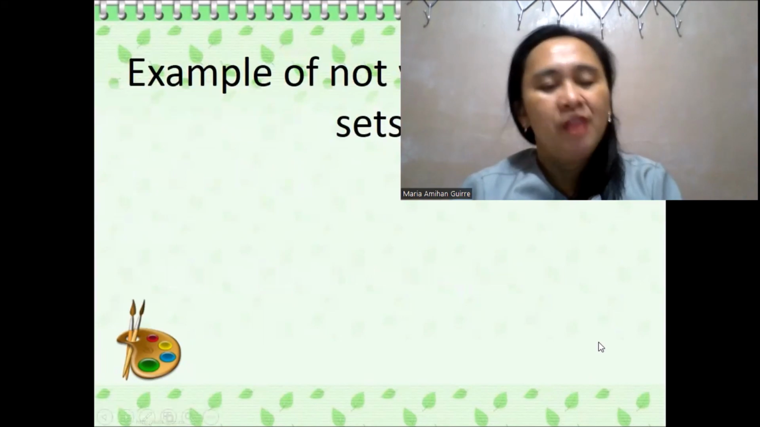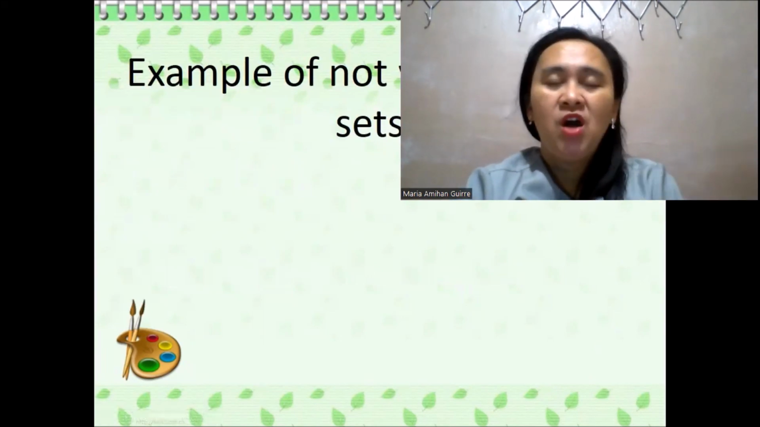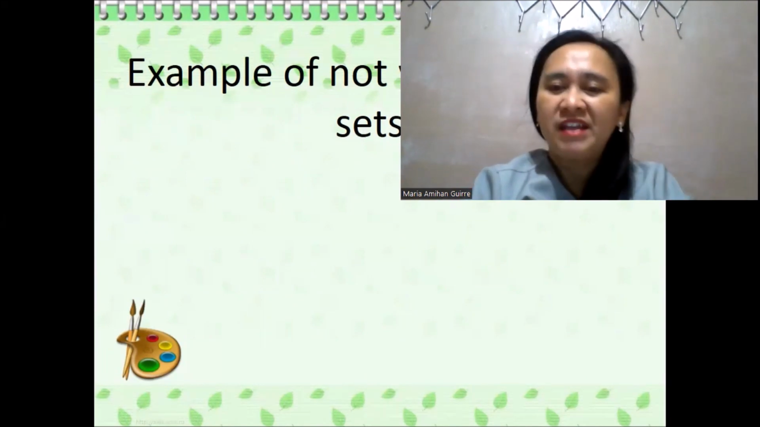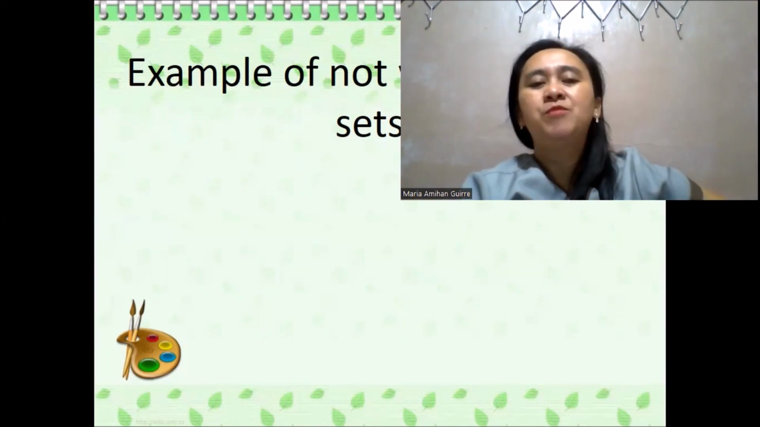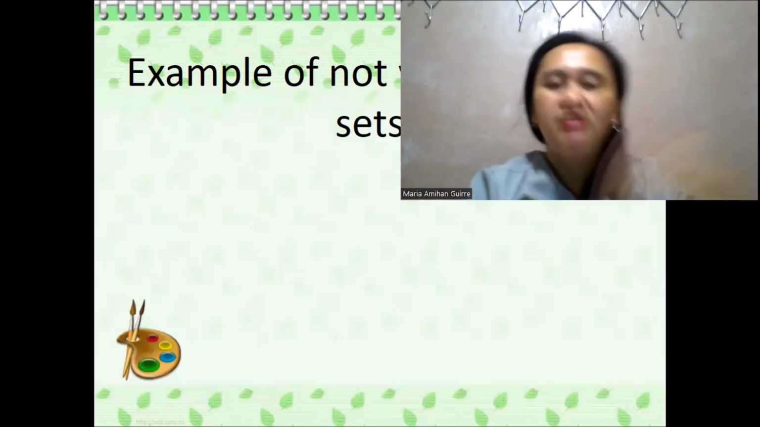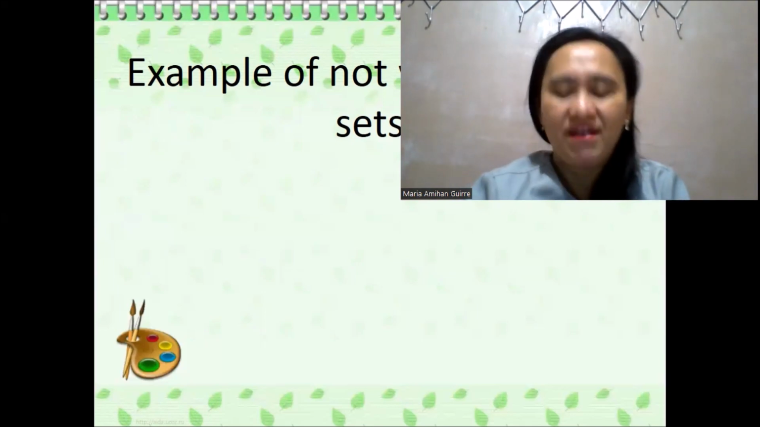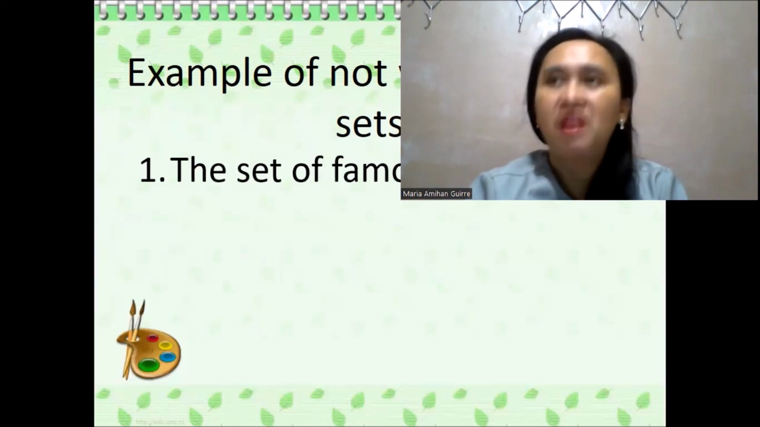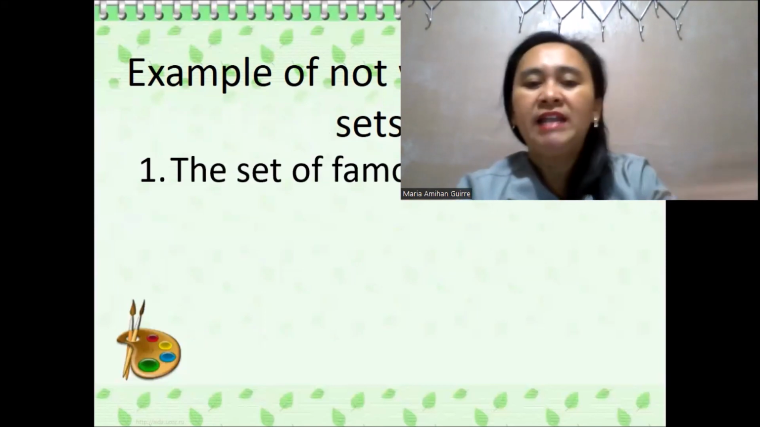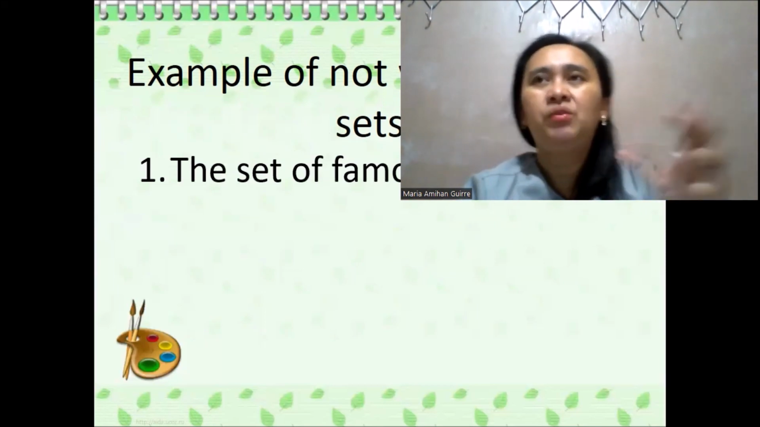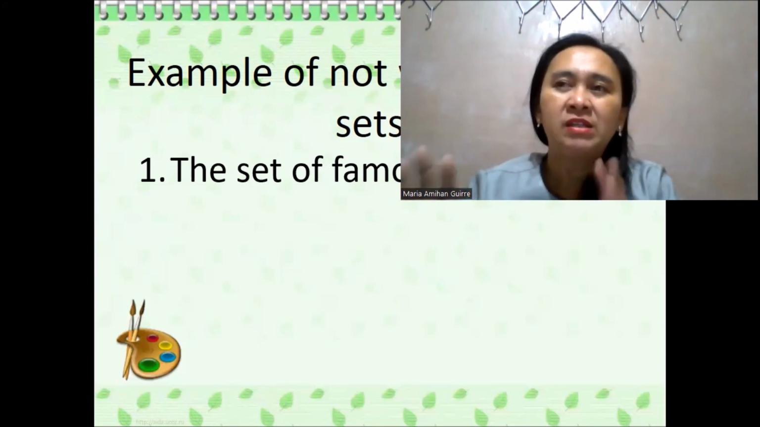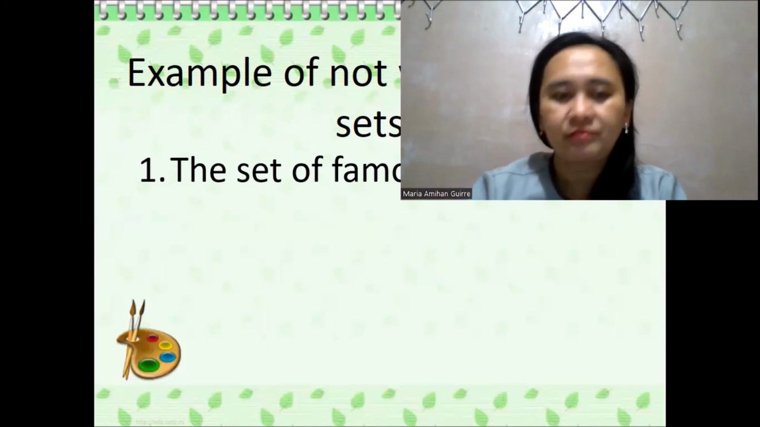Now for examples of not well-defined sets. Kanina, nagbigay tayo ng mga samples ng mga well-defined sets. Now, eto namang not well-defined sets. The first is the set of famous dancers. Nakita natin, famous dancer, hindi ito particular lang sa isang group. Merong mas nadidevelop pa, so hindi siya permanent.